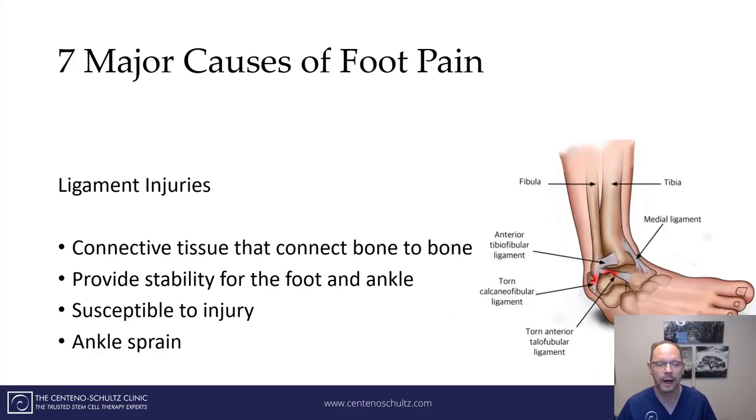That's the third cause. The fourth cause is ligament injury problems. Now, a ligament is also a piece of connective tissue, but it connects bone to bone. It provides important stability for both the foot and the ankle, and it too is susceptible to injury. The most common injury is an ankle sprain, as depicted here, where you stepped wrong, you may have come off the curb, maybe you made a sharp cut on the soccer field, and you twist the ligaments on the outside of the ankle, otherwise known as an ankle sprain.